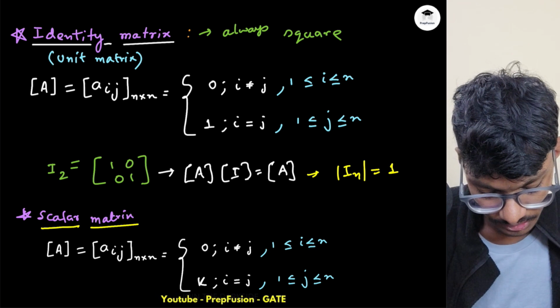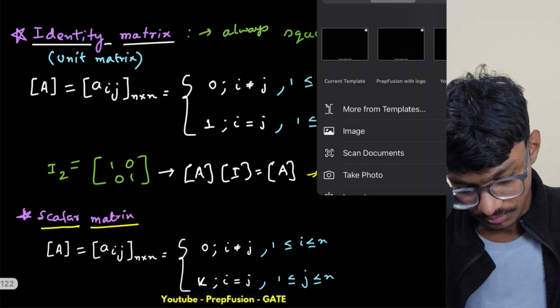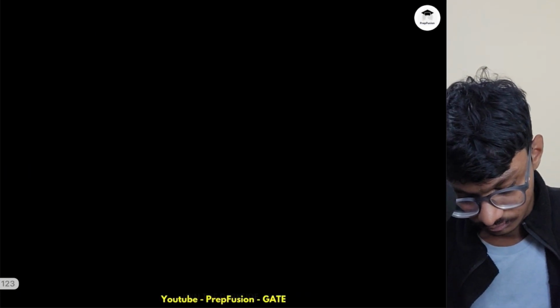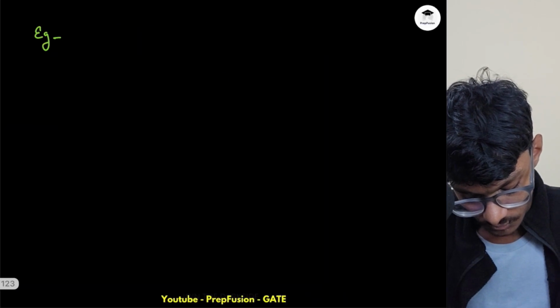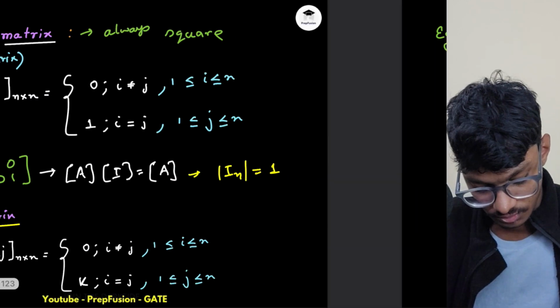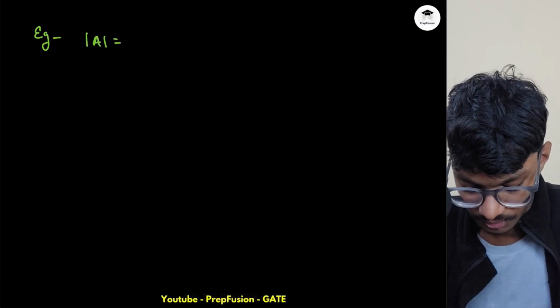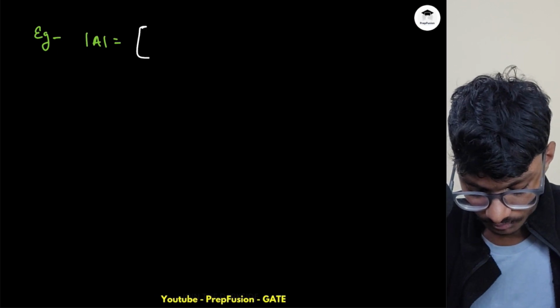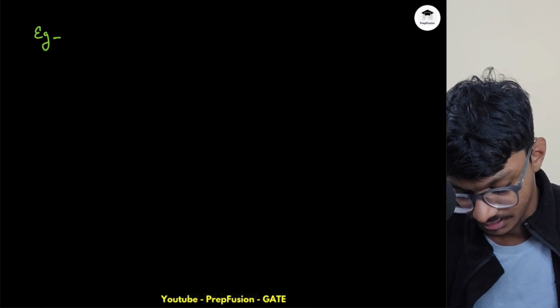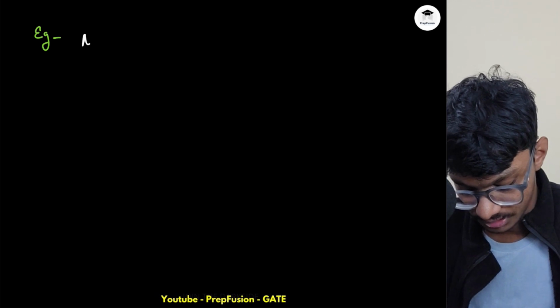Let me take an example here. So the determinant of A will be equal to this, not determinant, sorry, let me form the matrix itself, matrix A.